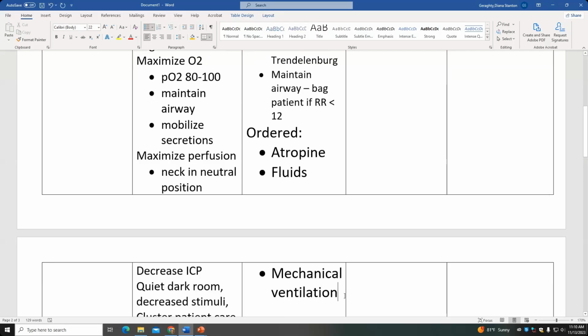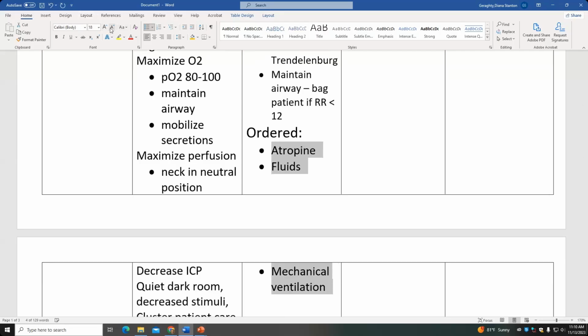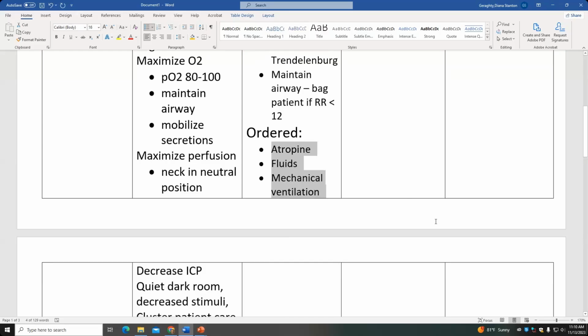Because if you are in neurogenic shock with a decreased respiratory rate, you can bag them for a while, but they will end up in respiratory failure if they're not adequately respiring. So probably mechanical ventilation, whether it's non-invasive or invasive. And I think that's it for neurogenic.